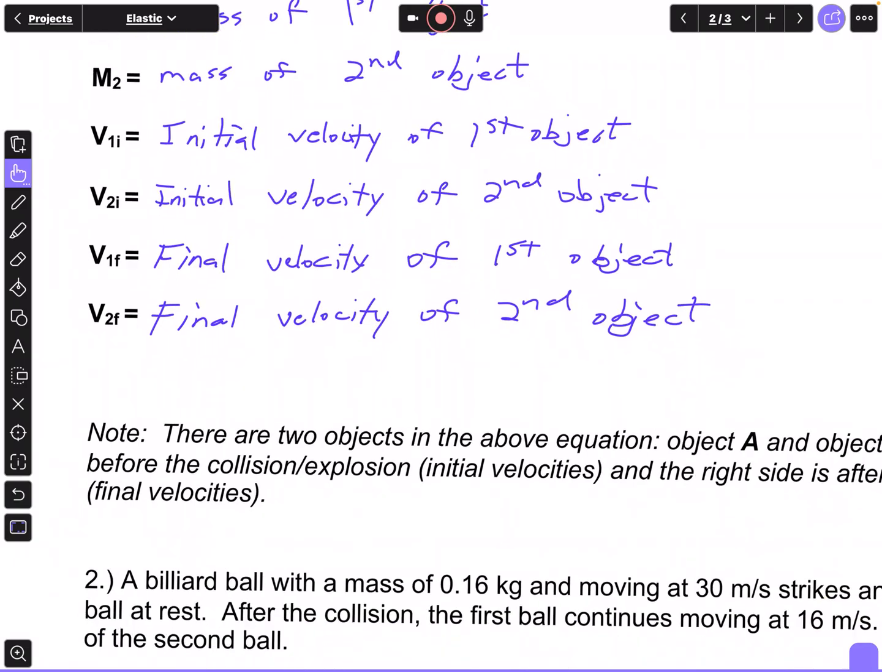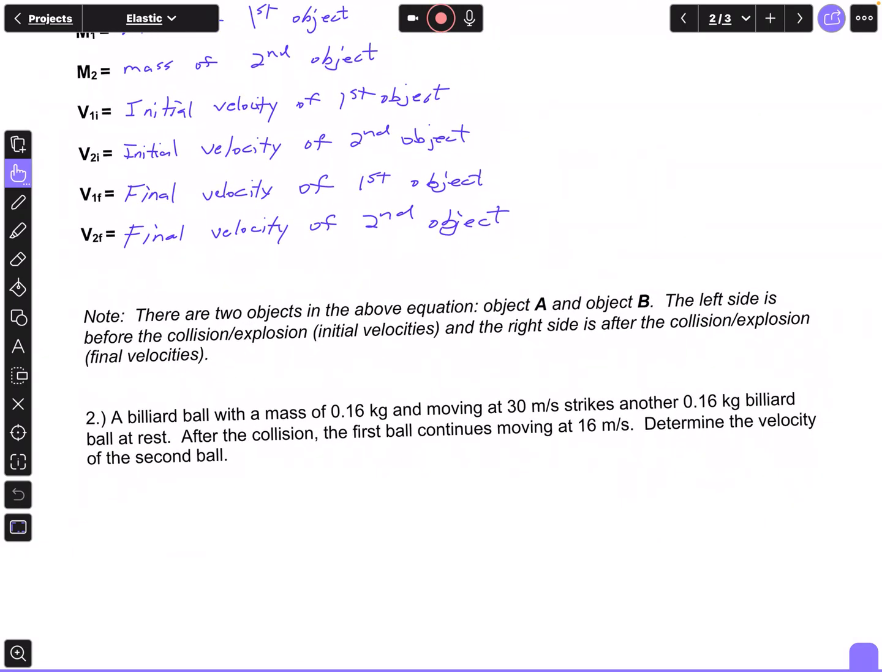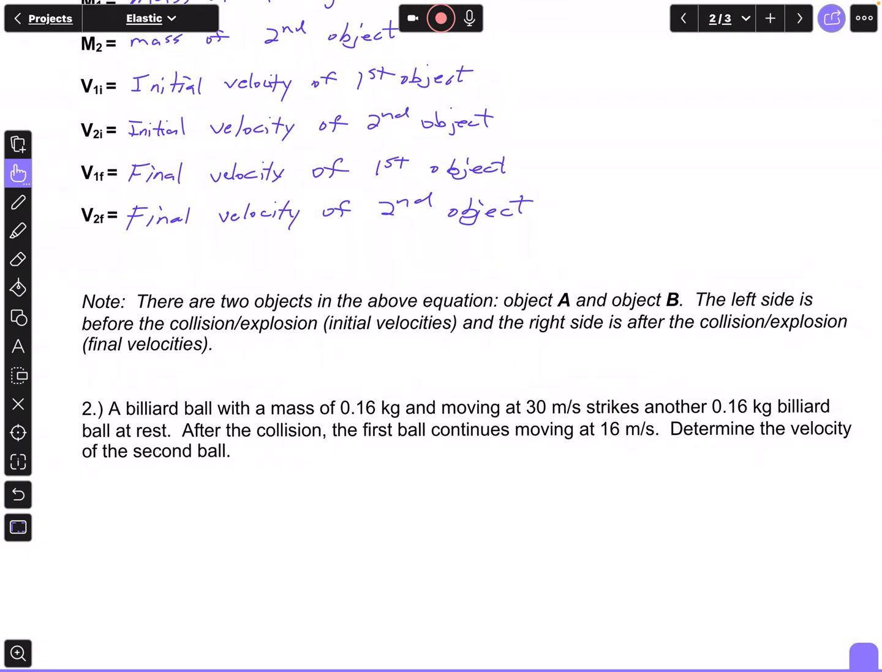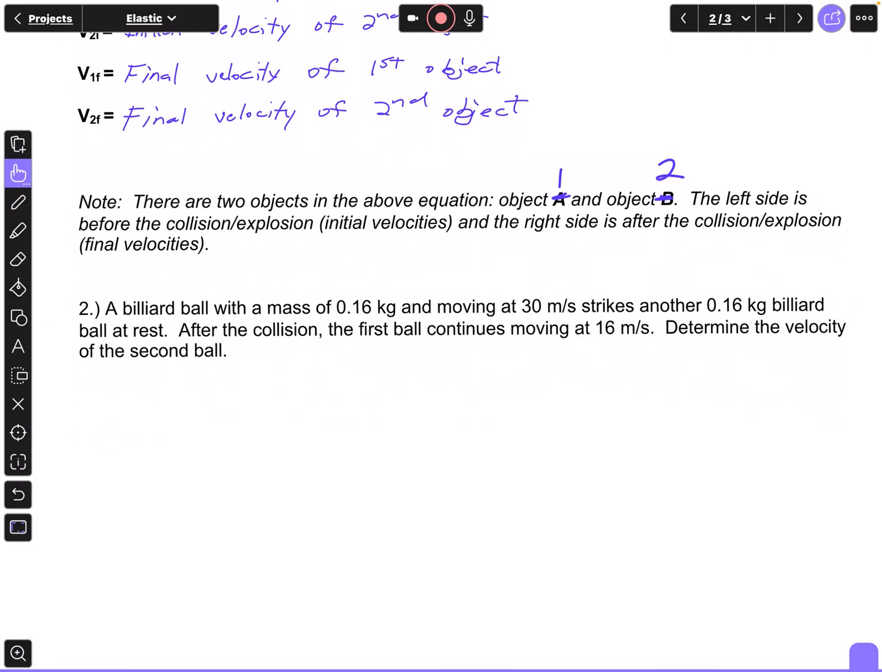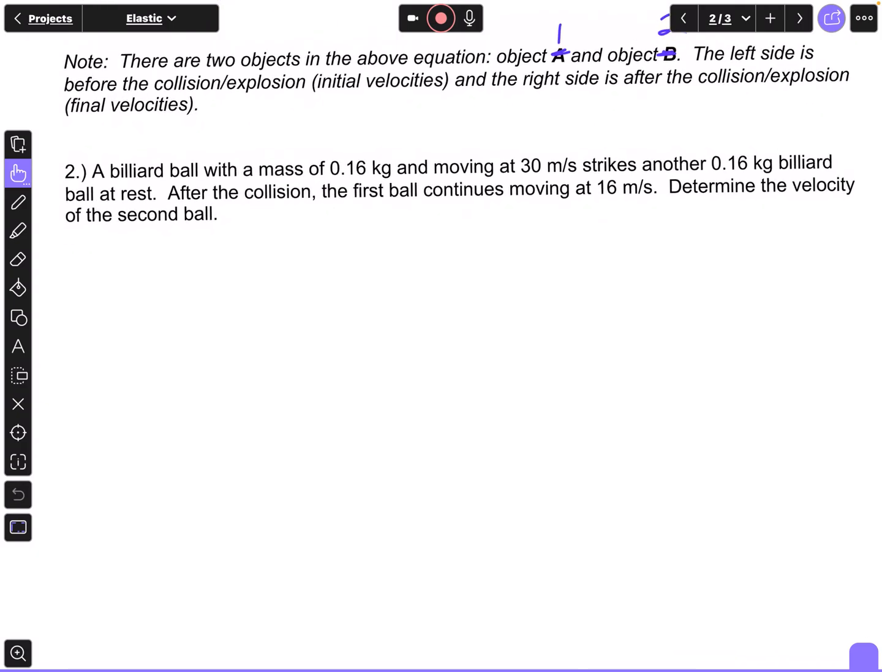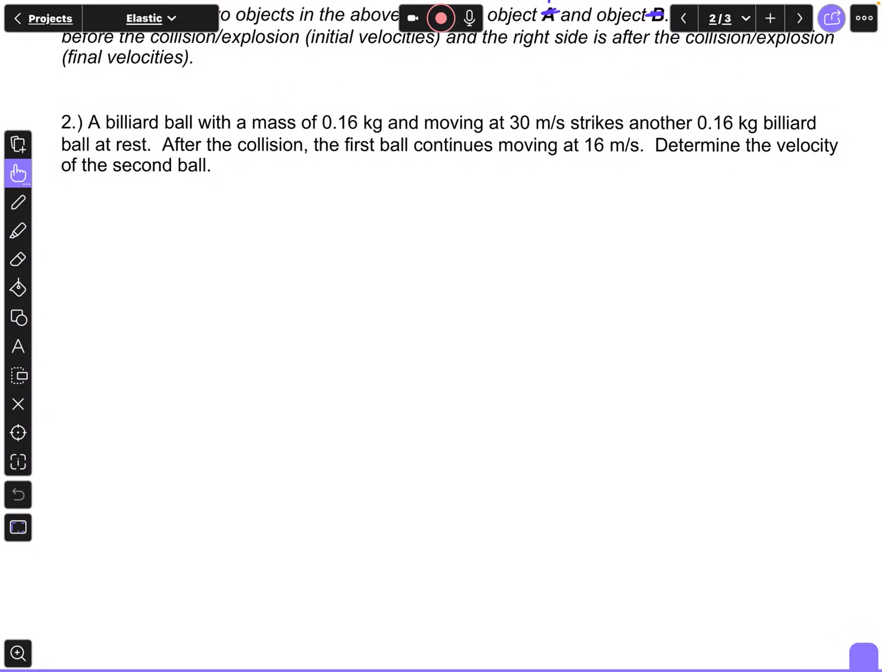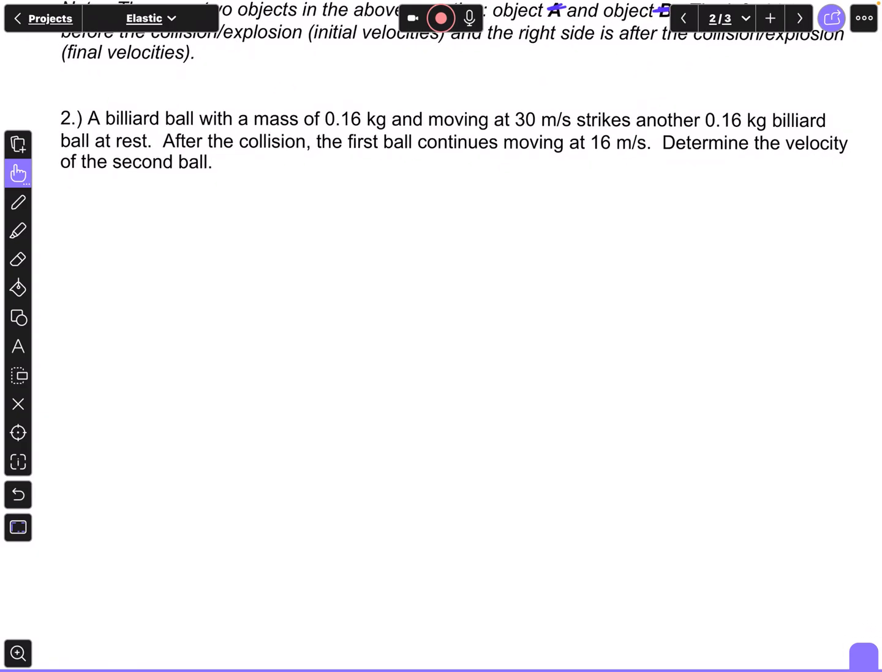Now, note there are two objects in the above equation, object 1 and object 2. The left side is before the collision, and the right side is after the collision, the final velocities. So if we look at an example problem, we're going to work these using the GUESS method. We write our givens down, our unknown, our equation, and then we substitute and solve.